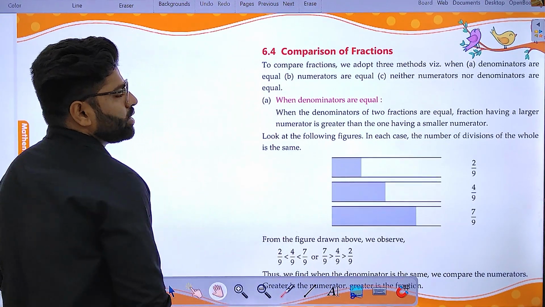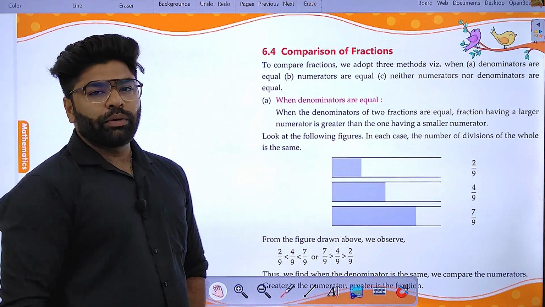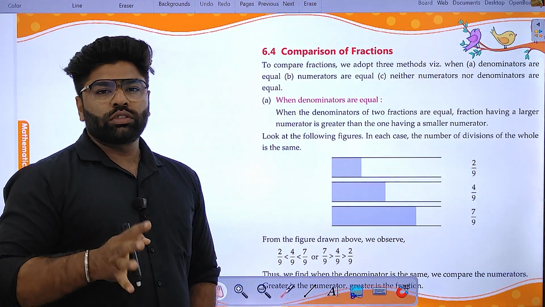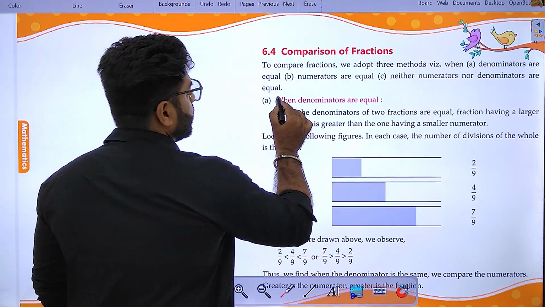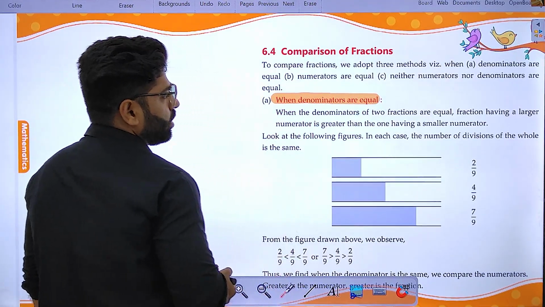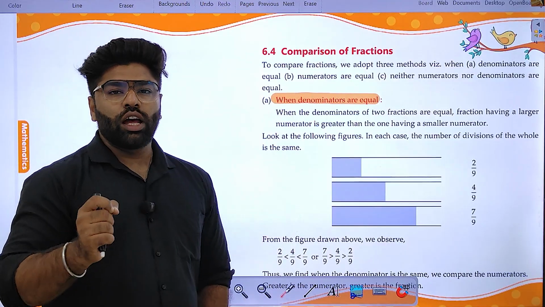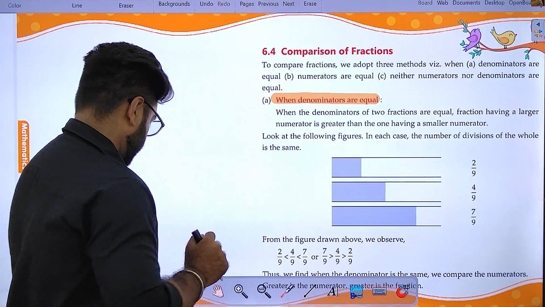Next is comparison of fractions. So if we compare the fractions, we have three kinds of fractions. The first one is when denominators are equal. If denominators are equal, then we have to compare the numerators only. Clear?